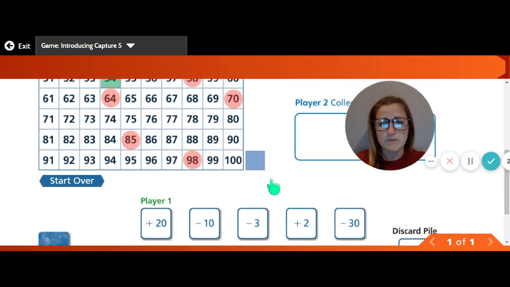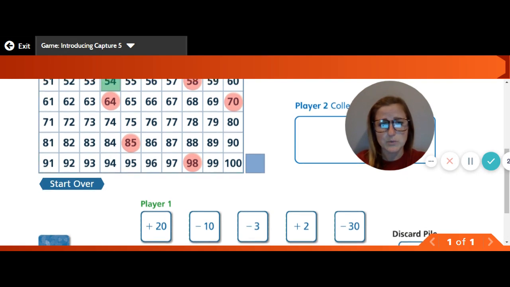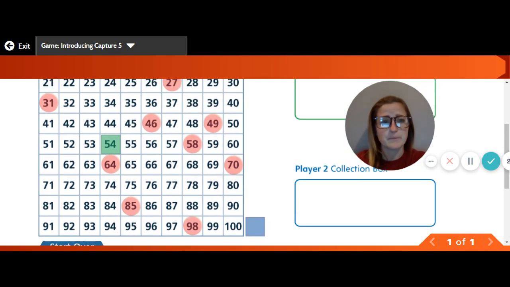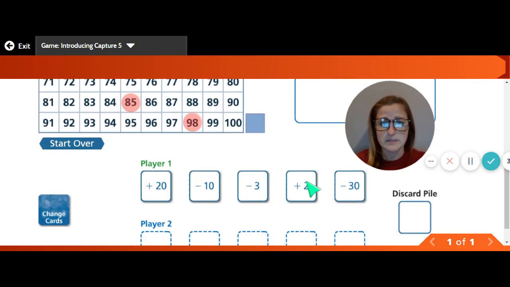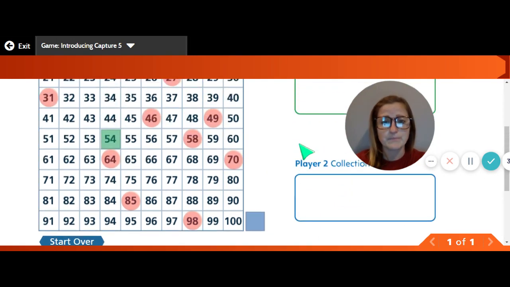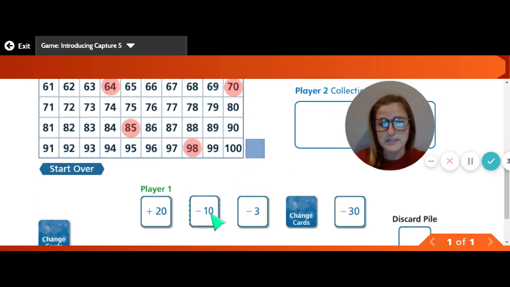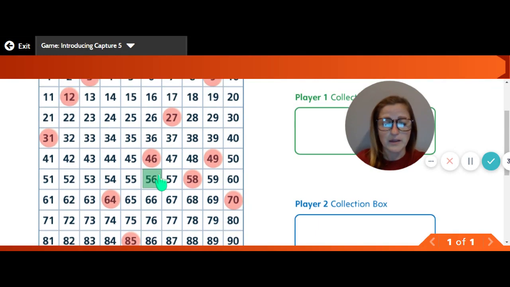And then I also have plus 20, minus 10, minus 3, plus 2, minus 3, plus 2. So you can start making moves and try to find a way that you could capture any of these tiles. So let's say that I did plus 2. Okay, plus 2. That means I go 1, 2. I can use another card, minus 10. If I use this card, I can do minus 10, and then I get to capture that red tile.